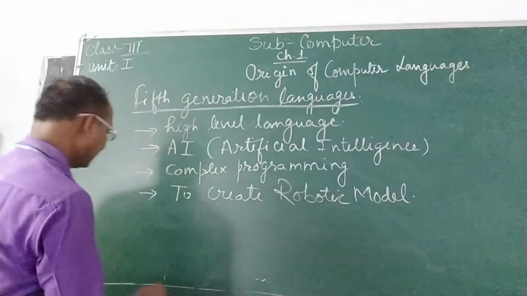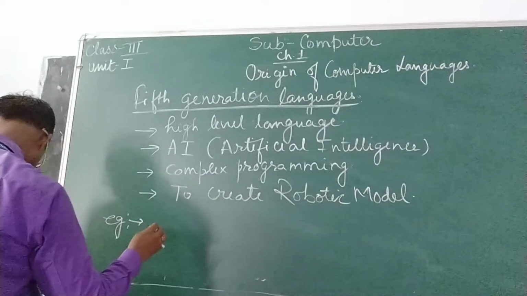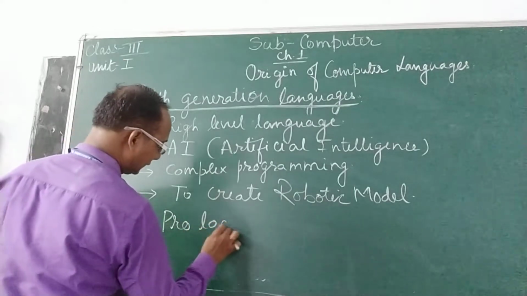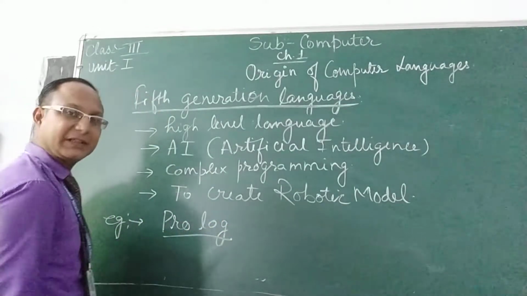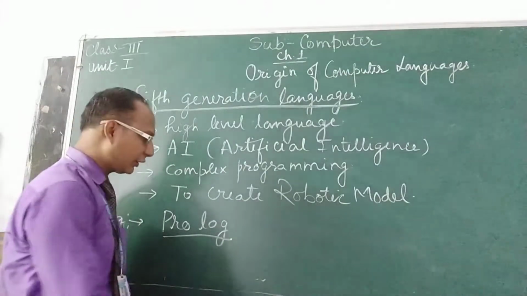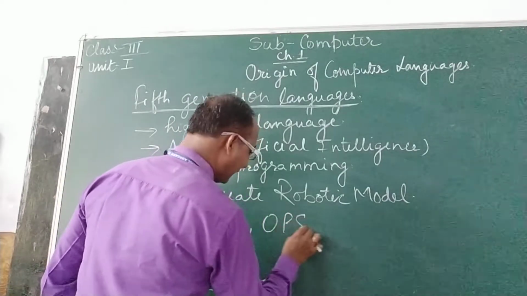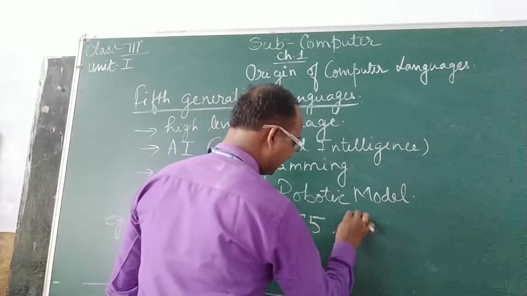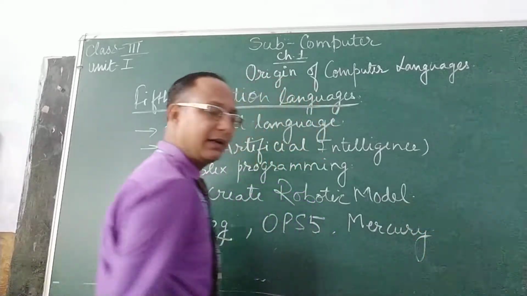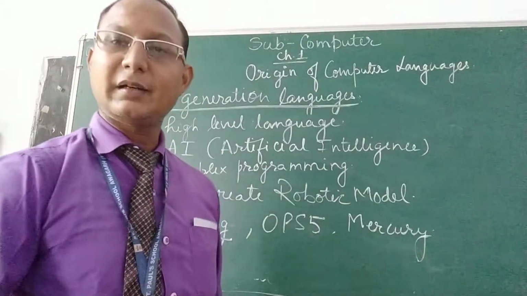Now examples of this type of language are Prolog. This Prolog basically stands for programming in logic. Now second example is OPS5 and Mercury. These are the examples of the different languages used in fifth generation language.